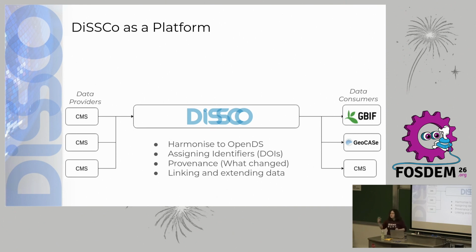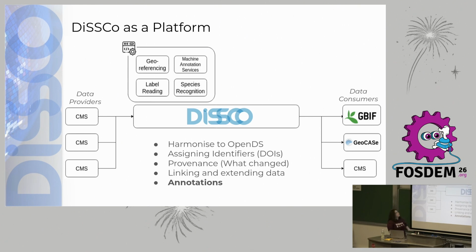We link data and extend it, so we link it to other institutions or other infrastructures. Because a specimen is interesting, but it's even more interesting if you can link it to the genomic sequences or the environmental data that it was found in. And so by linking all of these, you get this extended digital object that is really rich. And finally, annotations, which are made by humans or machines, which is the main thing I'm excited to talk to you about.